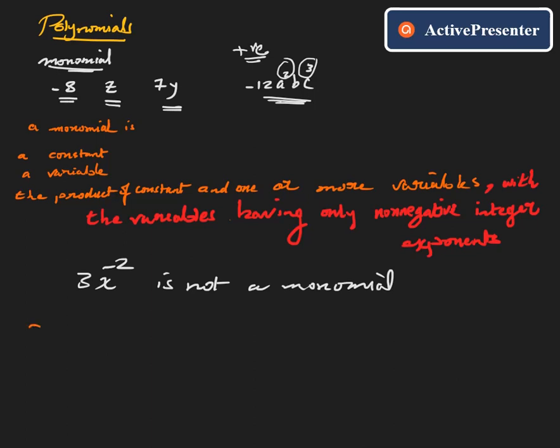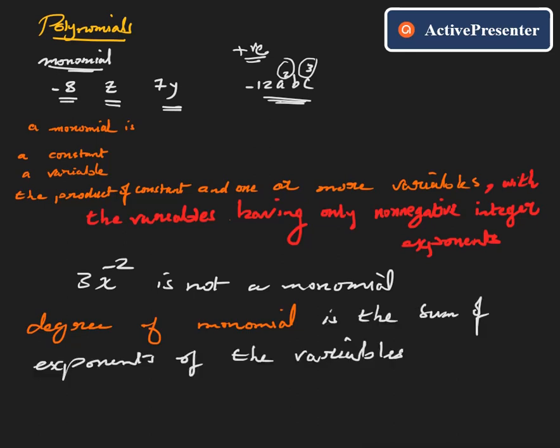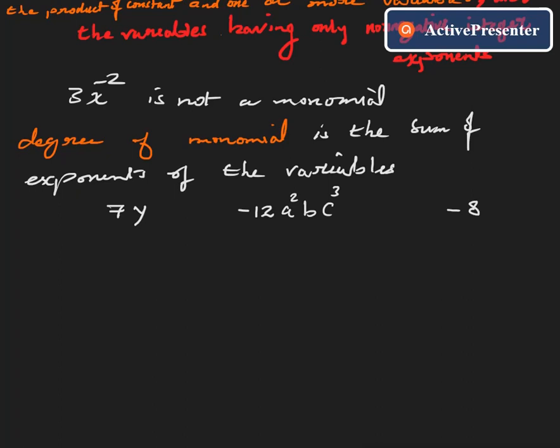What is the degree of a monomial? It is the sum of the exponents of the variables. For example, we have 7y, minus 12a squared bc cubed, and minus 8. What is the degree of each monomial? Here, since y is to the power 1, the degree is 1.